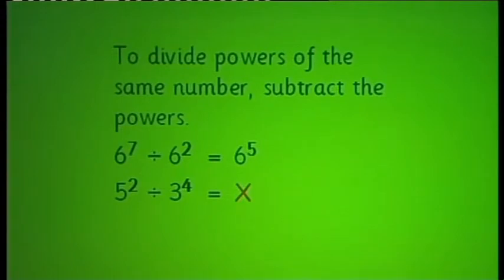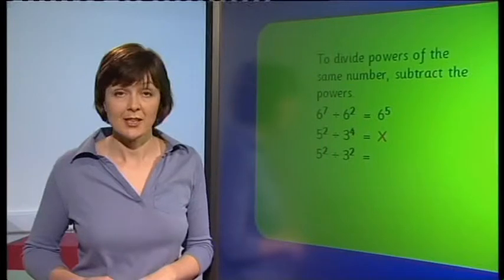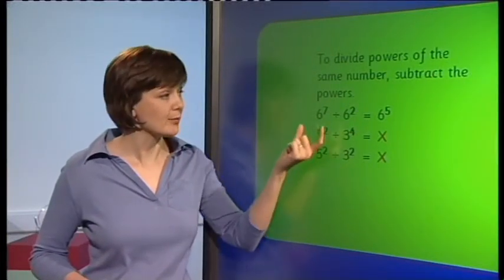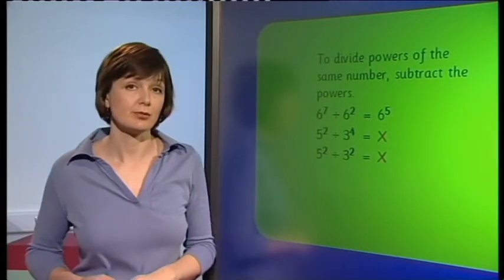And you can't do 5 to the power 2 divided by 3 to the power 2 either, even though the powers are the same. Just as before, it's the numbers that have to be the same before you can use this rule. And now I can convince you that 7 to the power 1 is just 7.